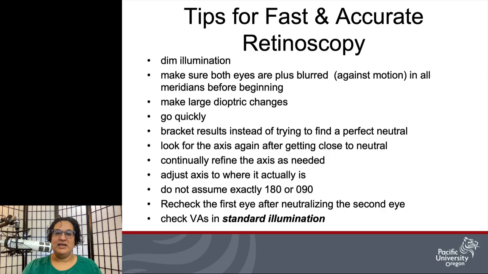Retinoscopy really should be a fast procedure. So you are going to try and make big, quick changes. Try to bracket your results instead of worrying about finding the exact perfect neutral. If you go quickly and bracket your results, you should have a fairly accurate retinoscopy.